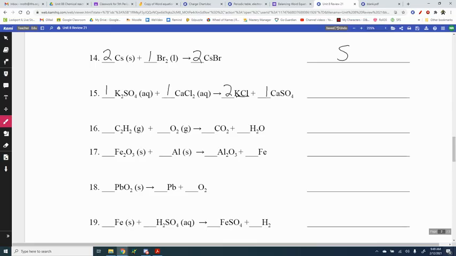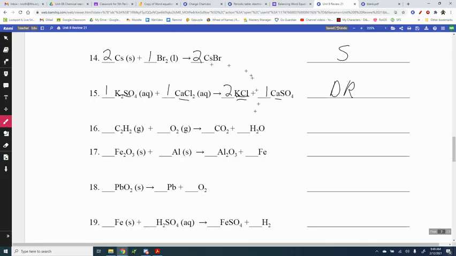There we go. So now classification. This is a double replacement reaction because we have compound, compound, compound, compound, and each compound on the left side switches partners to make 2 new compounds on the right side. Hooray.